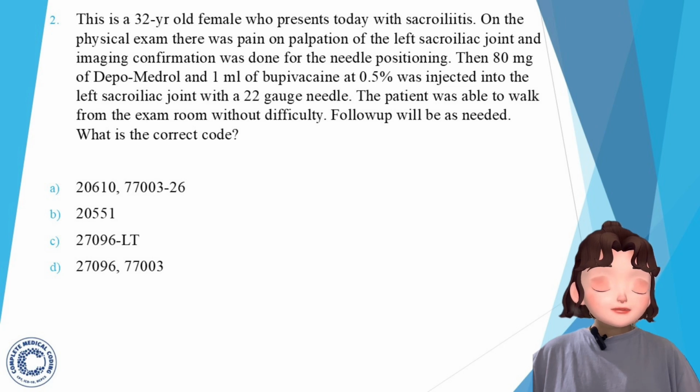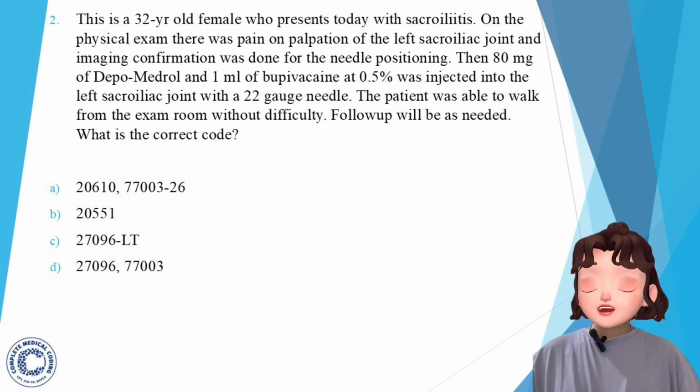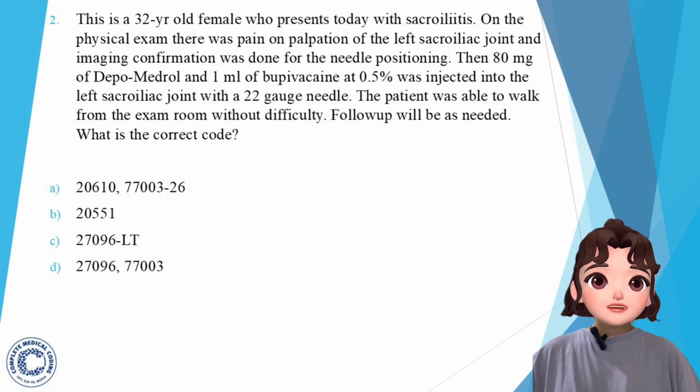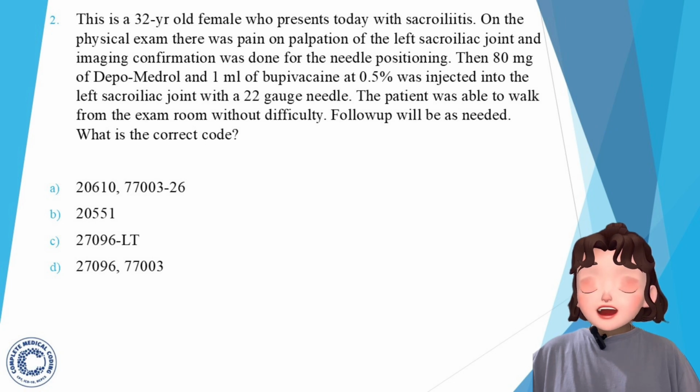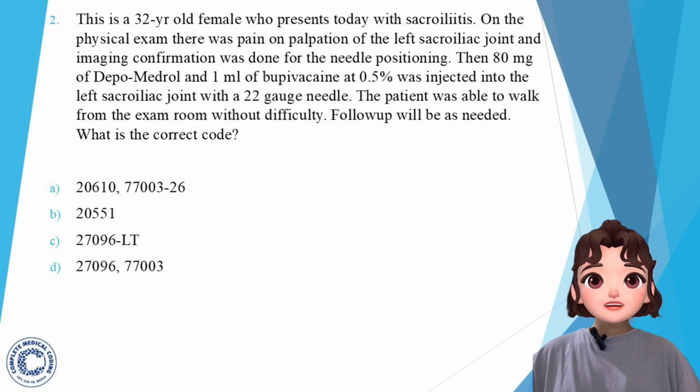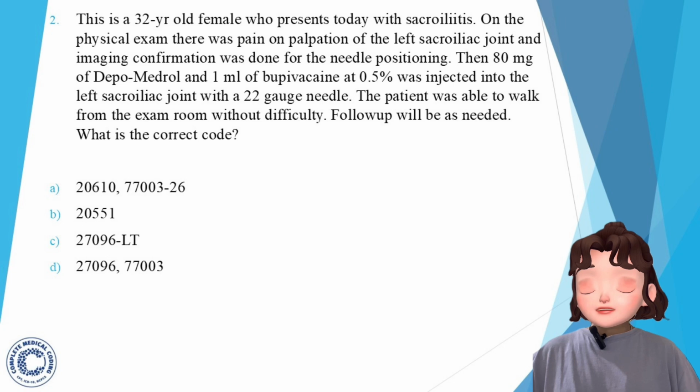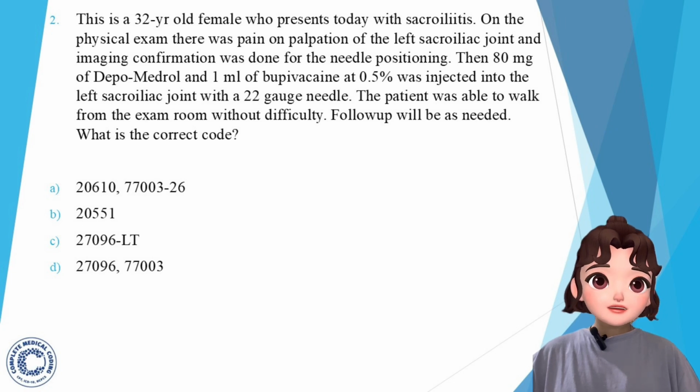20610. What is 20610? 20610 is arthrocentesis, aspiration or injection, major joint or bursa. Example, shoulder, hip, knee, subacromial bursa. Here, where was it injected? Left sacroiliac joint. Okay, so let's go to the other codes also.